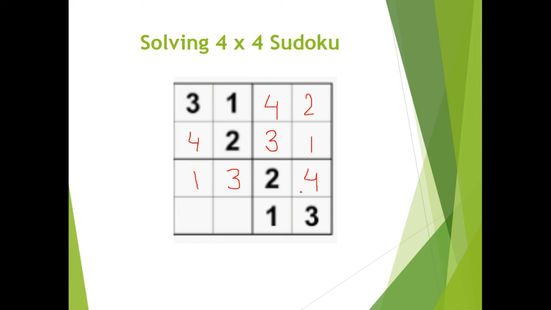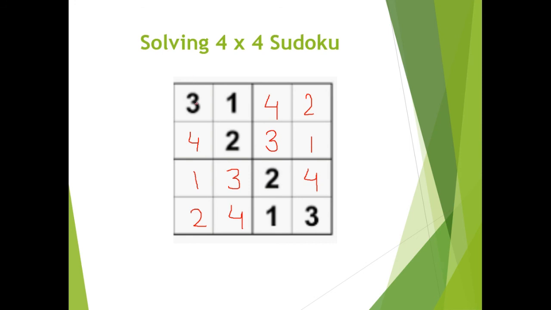Again 1, 2, 3, 4, this is completed, and the last one is 1 and 3. In the last row we are having 1 and 3, so the missing numbers are 2 and 4. So can we put 2 here? No, because in this column already 2 is there, so we have to put 4 over there. Now the last number is 2. In this way we can play a Sudoku game.